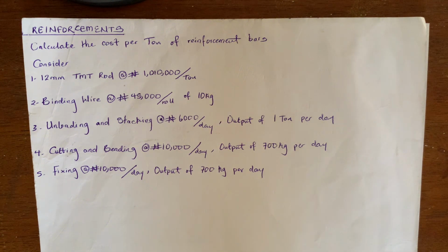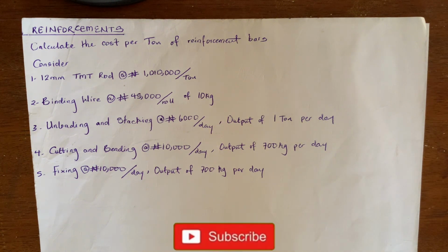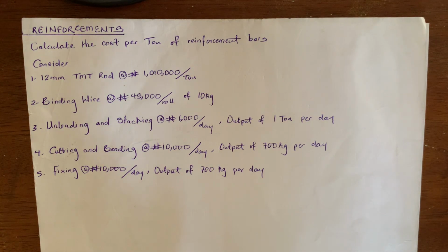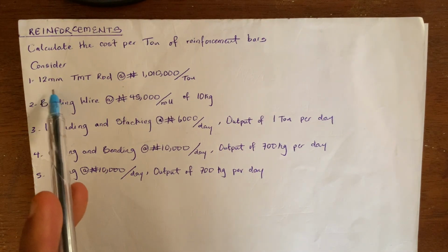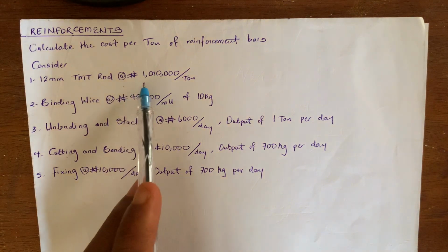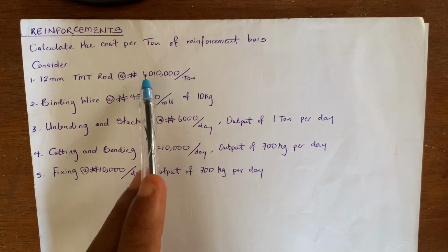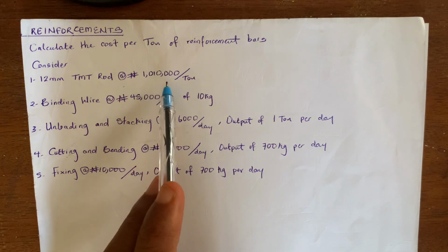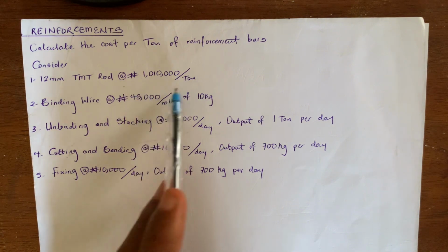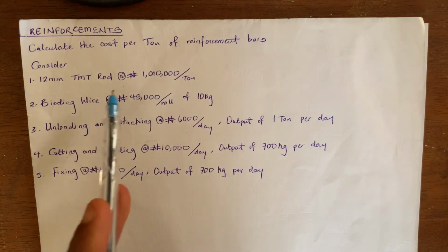In today's video, we're going to be treating how to build up the rate for reinforcements per ton. So our bill of quantity says we should calculate the cost per ton of reinforcement bar, because our reinforcement is calculated in tonnage. In our consideration, it is stated that we are estimating for 12 mm TMT rod, and per ton it will cost 1,010,000 naira. So 1,010,000 naira is the cost for 1 ton of 12 mm TMT rod.